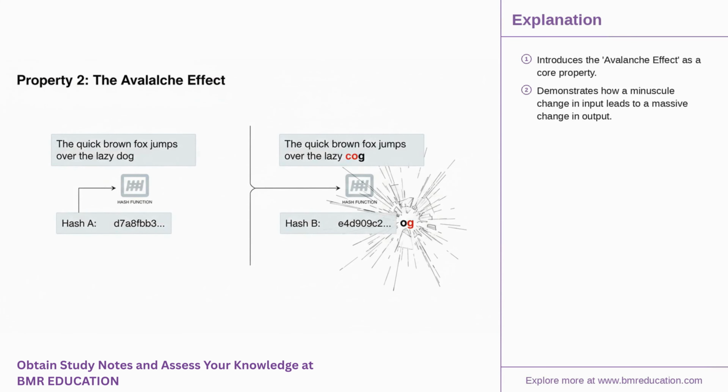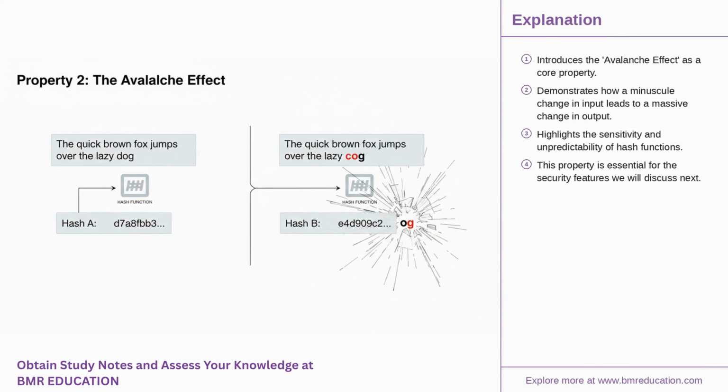Building on determinism, the next crucial property is how drastically the output changes with even the tiniest input modification. This is called the avalanche effect. If we change just one letter or even a single bit in our input, the resulting hash will be completely and unrecognizably different. Let's see this in action.